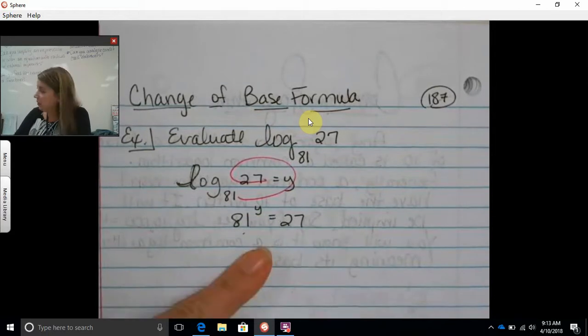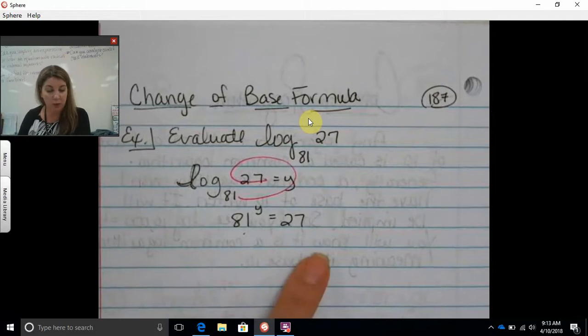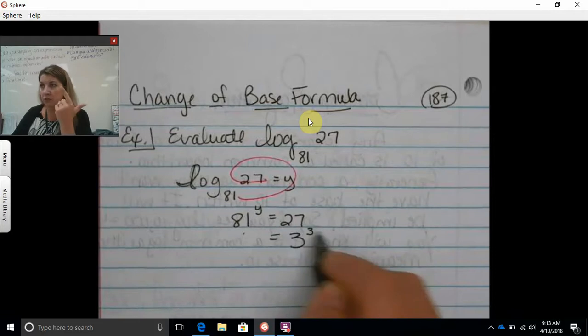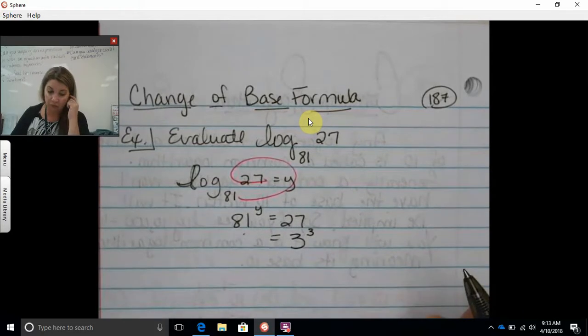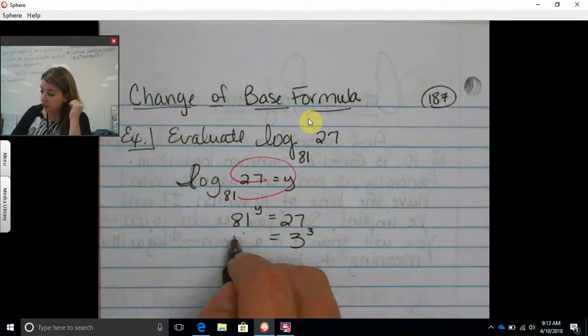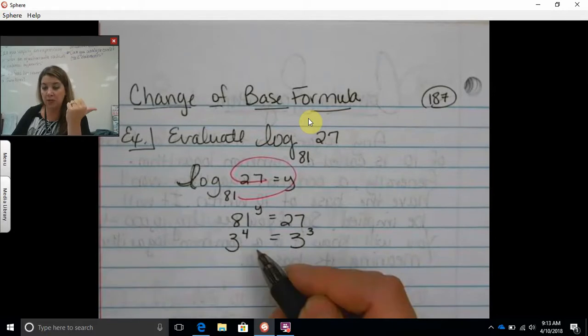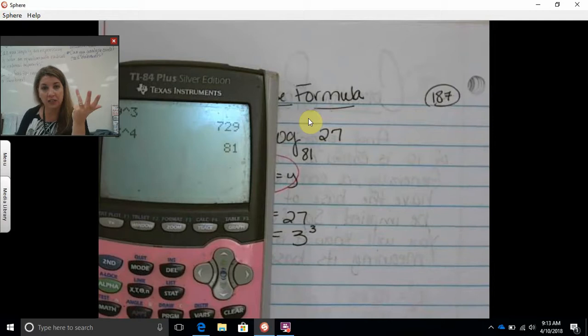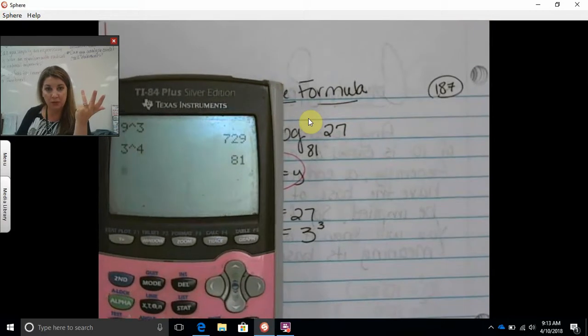Base of 3, because we can write 81 and 27 both with a base of 3. 27 with a base of 3 would be 3 to the third power, 3 times 3 times 3 is 27. 81 is 3 to the fourth power, 3 times 3 times 3 times 3. Just double check in your calculator. Yes, 3 to the fourth power gives you 81.